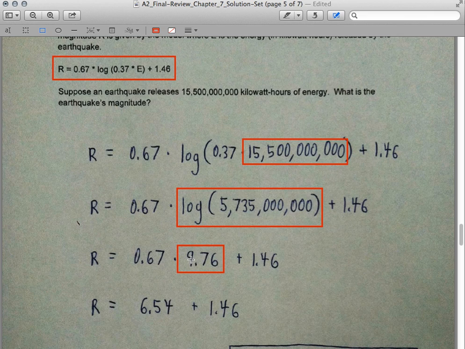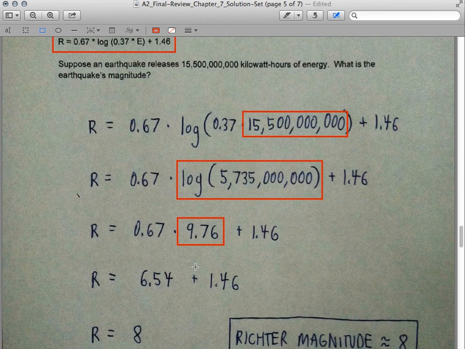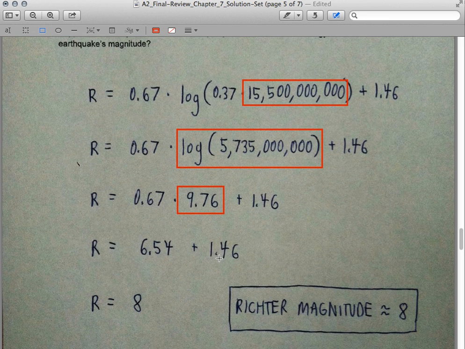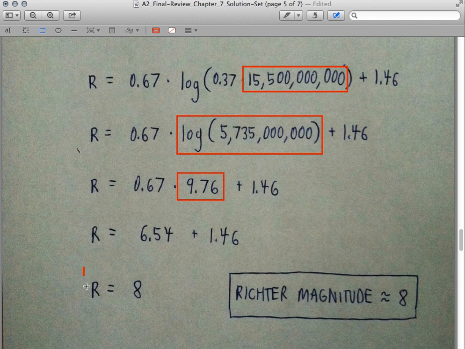Order of operations tells us that we then multiply 0.67 times 9.76 to produce 6.54. Then we can add it to the final part of the equation, 1.46, to produce an R value of 8. So this tells us that if that much energy is produced, then this will result in a Richter magnitude of approximately 8 on the Richter scale.